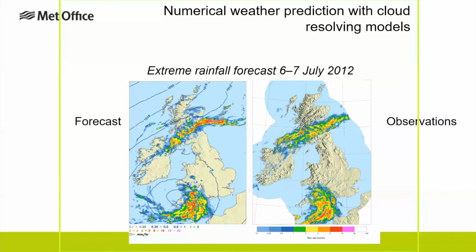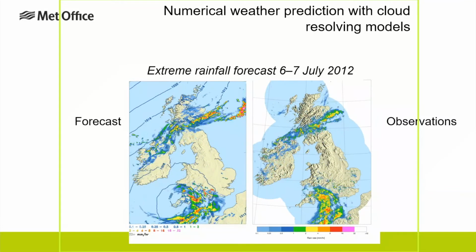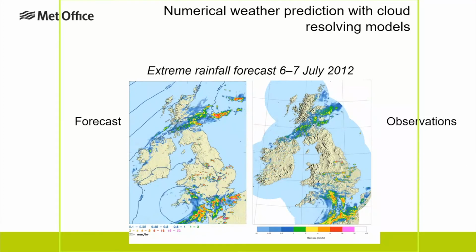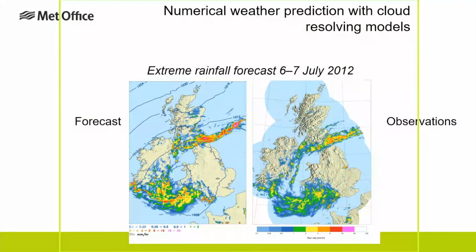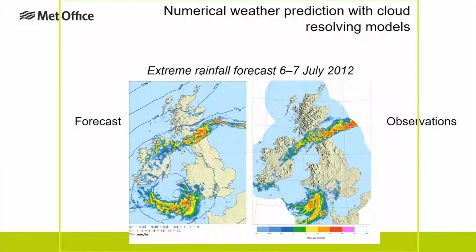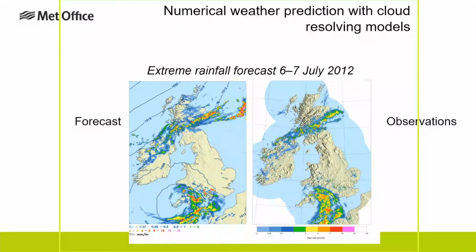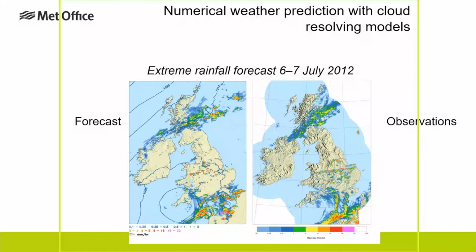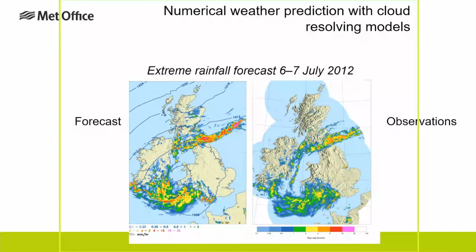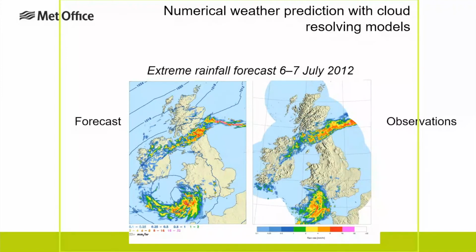And here's another example of a system. And usually I play spot the ball, which one's the observations and which one's the forecast. They look similar, but of course they're different. But the point is we're getting the high rainfall event there. The forecast is the one on the left, and I know that because it's got the isobars on it, which we don't observe with radar, obviously.